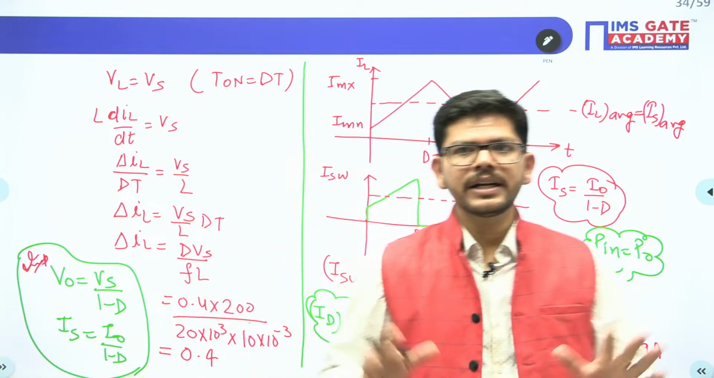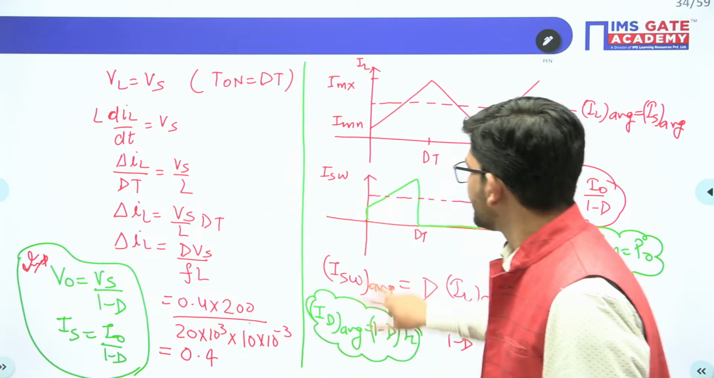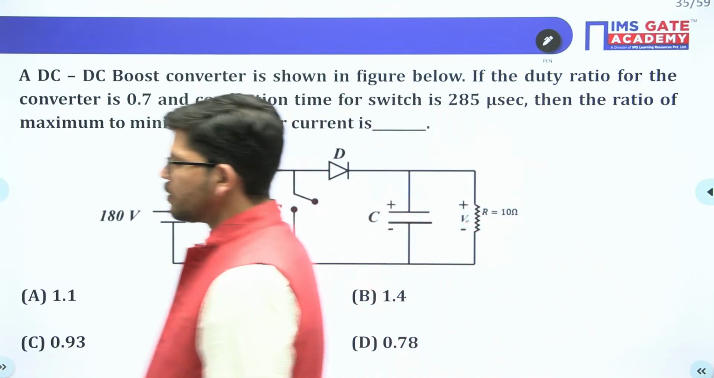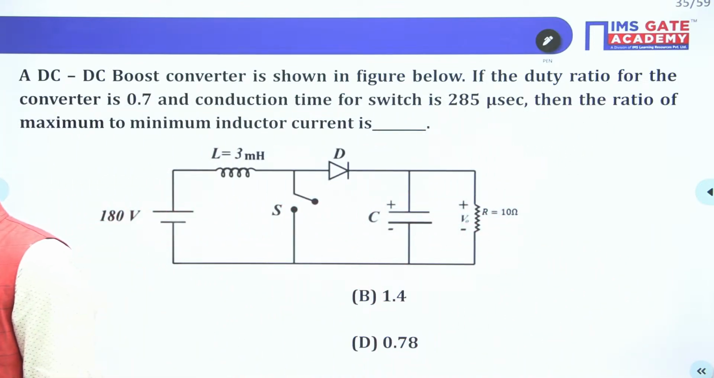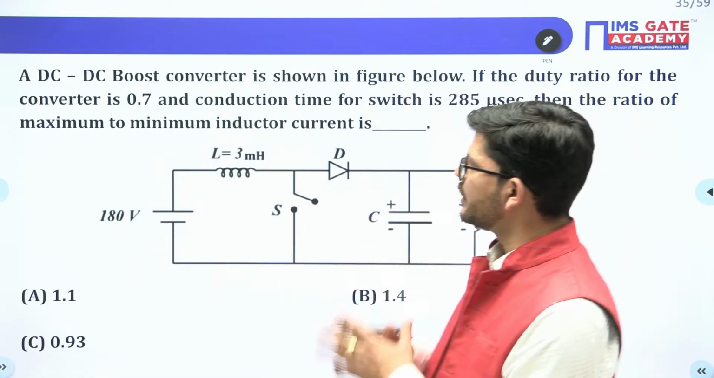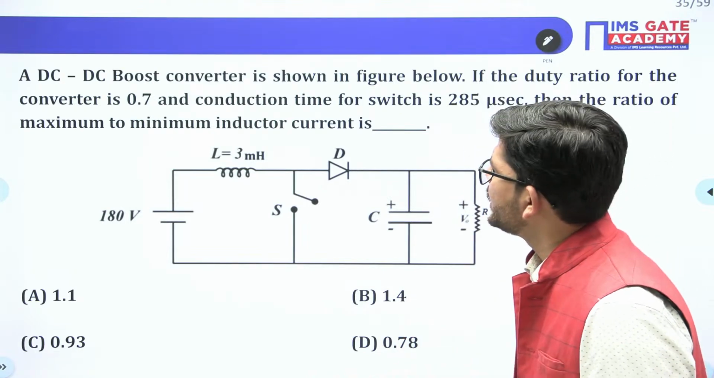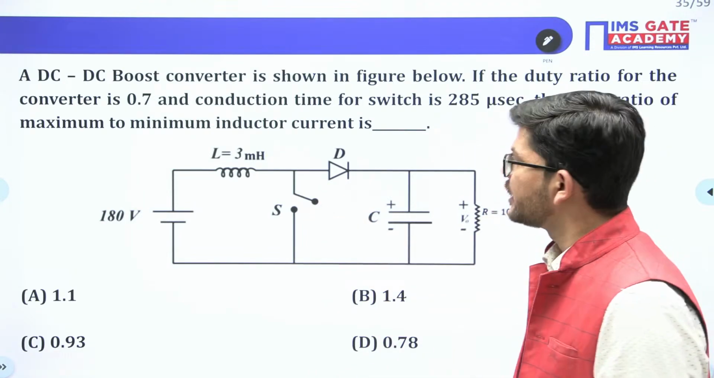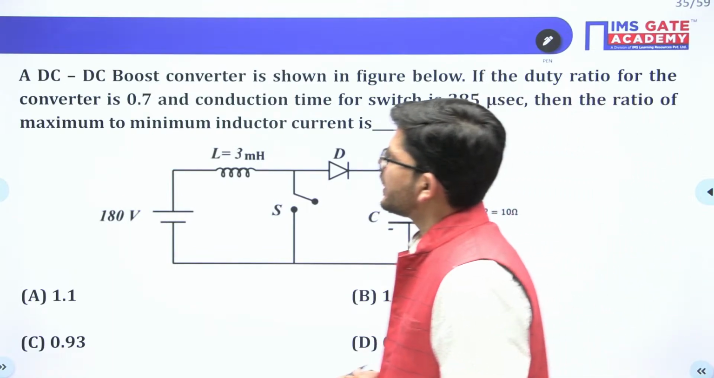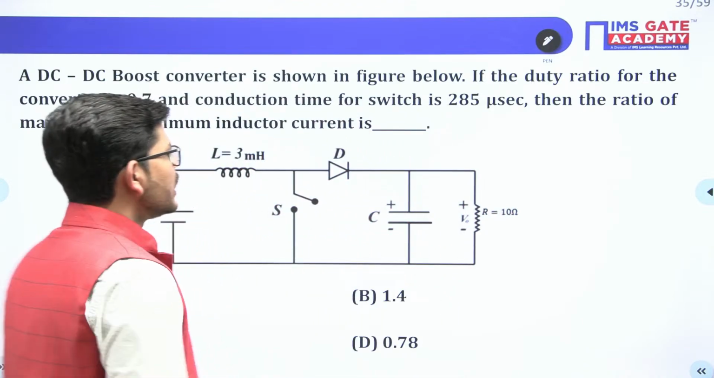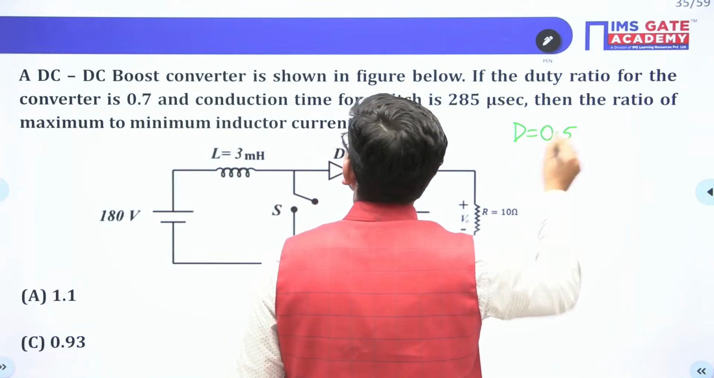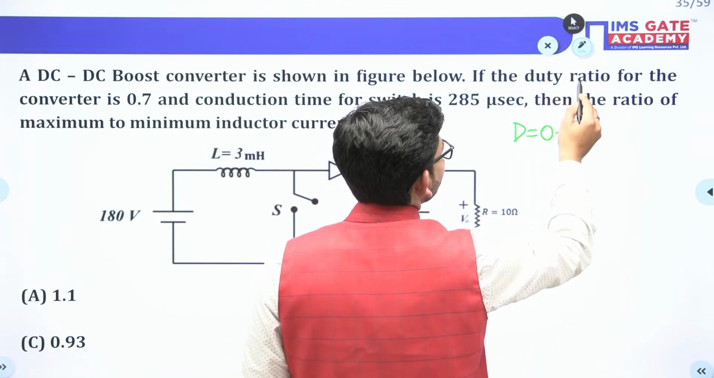So this is a very interesting problem, a very good problem, I have to say. Now after this, I'm having this problem, which is a very good problem as well. Now let me see, can you solve this problem as well? So what has been given to us, read this with me: a DC to DC boost converter. So again we have a boost converter shown in the figure. If the duty ratio for the converter is 0.7, so what has been given to us, the duty ratio is how much? The duty ratio is 0.7, sorry, not 0.5.